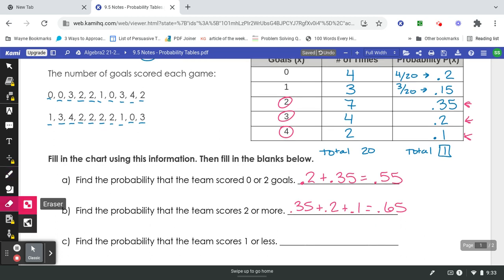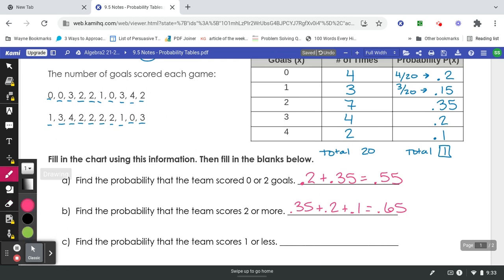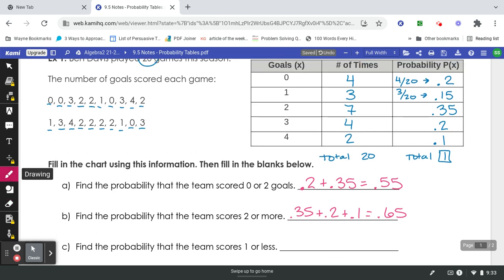All right, find the probability that the team scores 1 or less. So 1 or less would be 1 or 0. So that would be 0.15 for the 1 and 0.2 for the 0. Add those up and we get 0.35.